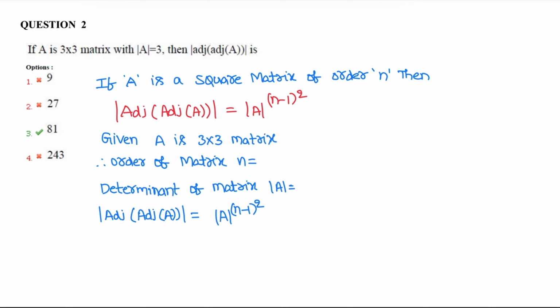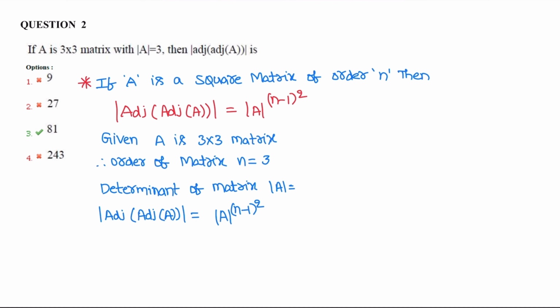Question number 2. If A is a 3 by 3 matrix with determinant 3, then determinant of adjoint A is. So we know that if A is a square matrix of order n, then determinant of adjoint A is mod A power n minus 2, n minus 1 whole square. In the question, they have mentioned A is a 3 by 3 matrix. Therefore, the order of matrix A is 3, n is equal to 3.